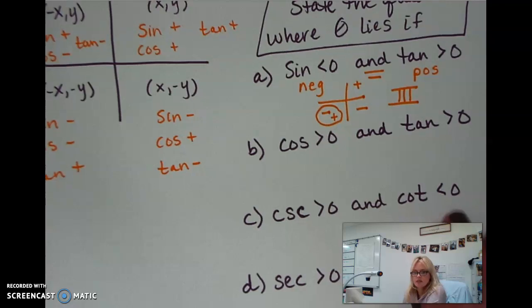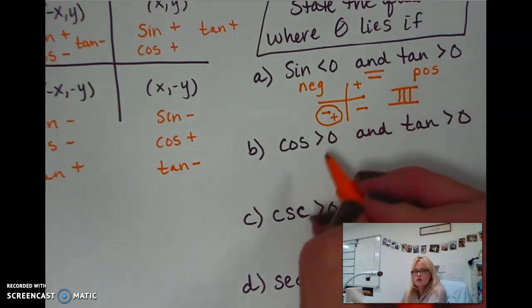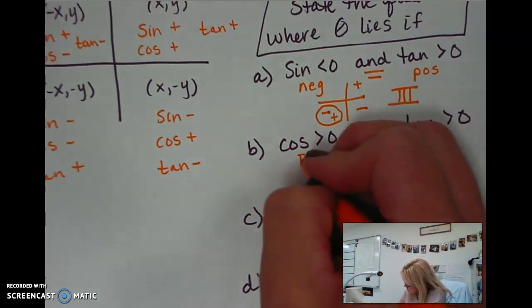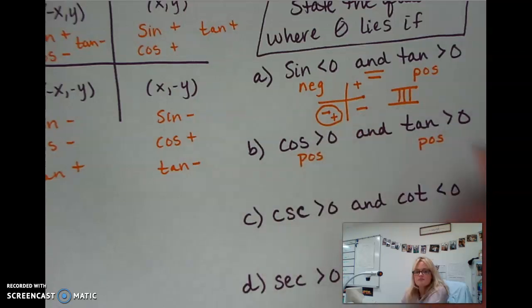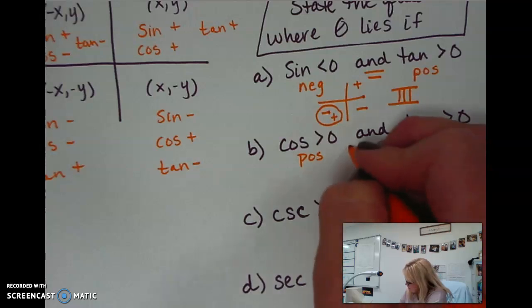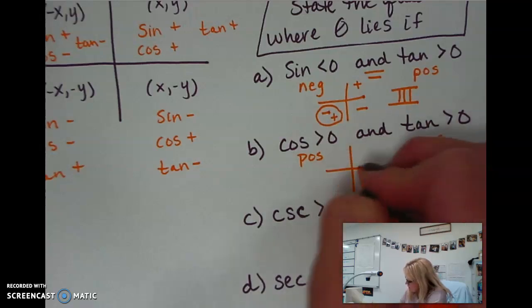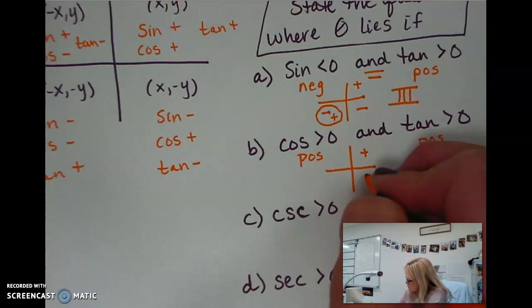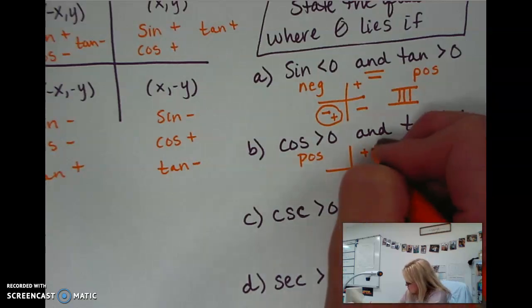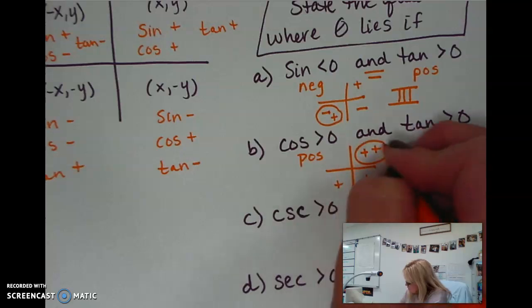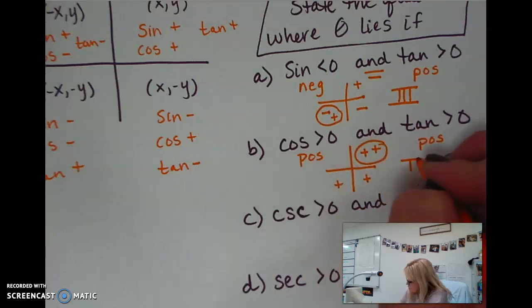Okay, look at the next one. Cosine is greater than 0, which means it's positive. Tangent is greater than 0, which means it's positive. Cosine is my x values. My x values are positive to the right. Tangent is positive in quadrant 1 and 3. So theta lies in quadrant 1.